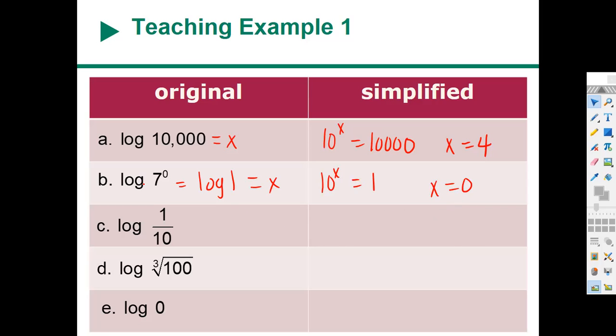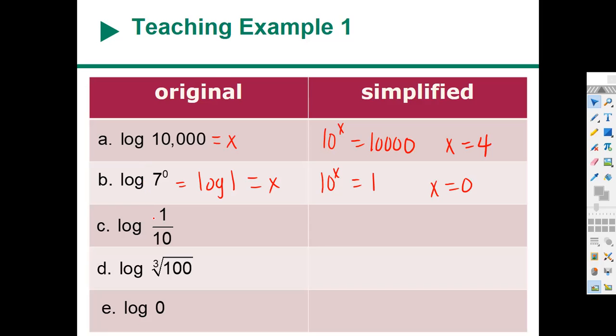How do we know that each original log is common? If there is no base here, then it's automatically common. So it's automatically working with 10. What do you mean base? The base of a log, it's a small number at the end. Oh, so like it wouldn't be like log 2? Uh-huh. But when there's no base there, then it is automatically a 10.